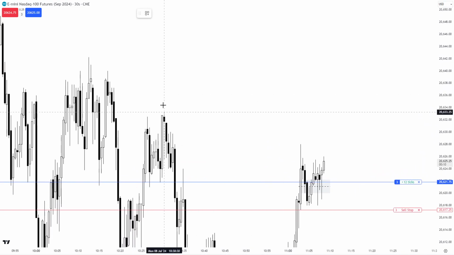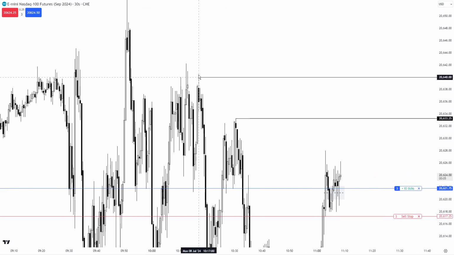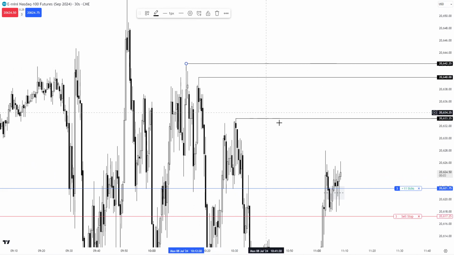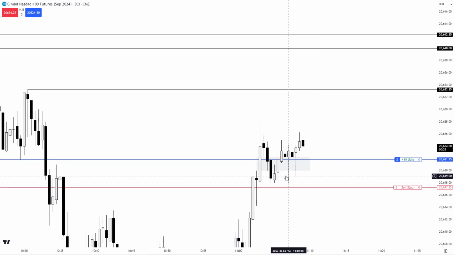This is going to be a first partial, and then I'm going to take the rest of the position off around these highs right up here. Okay, so that's the draw on liquidity at the moment. I'm thinking that these relative equal lows are going to stay intact.